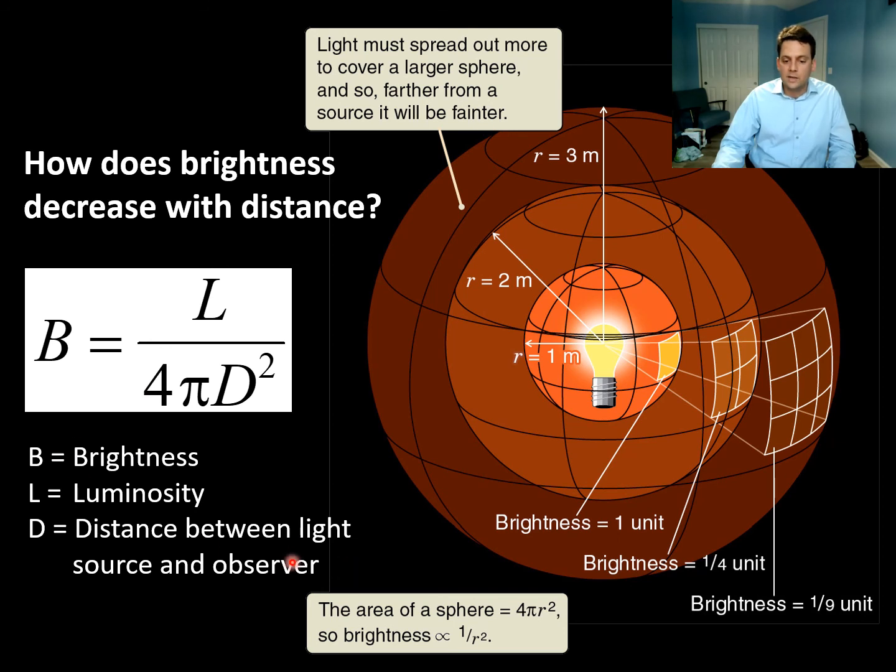And so, as I said, the area of a sphere is 4 pi r squared. So if d is the distance from the light source, either the light bulb here or the sun or Alpha Centauri or whatever you like, then the surface area of this imaginary sphere over which the light has spread itself out is equal to 4 pi d squared. So L is the total energy per second that's being produced. That's the luminosity. Divide that by the surface area, which is just the total area of this imaginary sphere, and that gives you our definition of brightness.